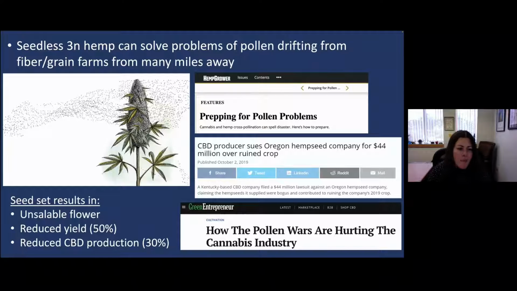newsreels. We know that when a female flower produces seed, that flower is rendered unsaleable. And it also reduces yield and cannabinoid production. But for the cut flower market, a seeded flower is just unsaleable. So this is a problem for many. A triploid, theoretically, if it were hit with pollen drift, would not set seed.